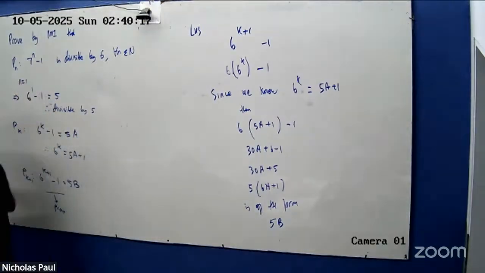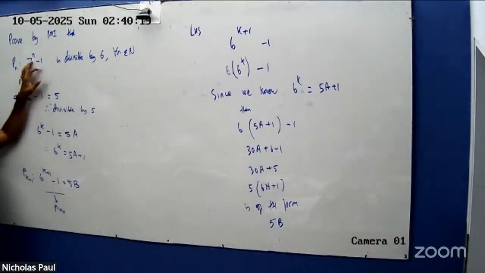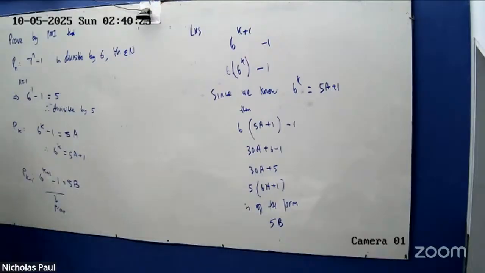Guys, when I finish this one here, 7 to the n minus 1 divisible by 6. It was basic, right? I give you 2 minutes to work it out. 7 to the n minus 1.